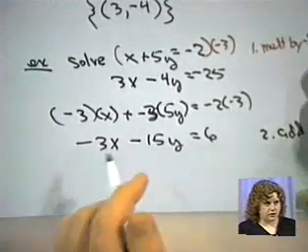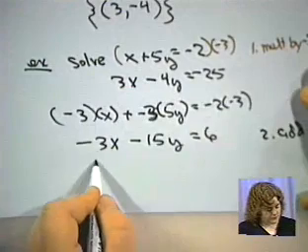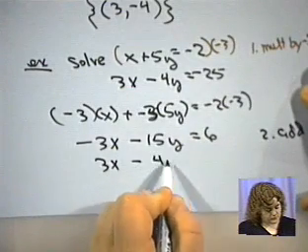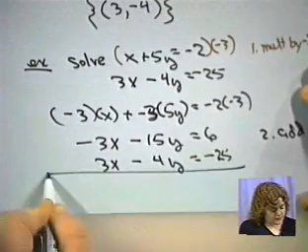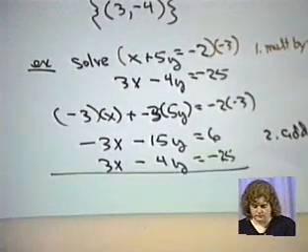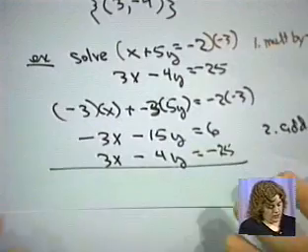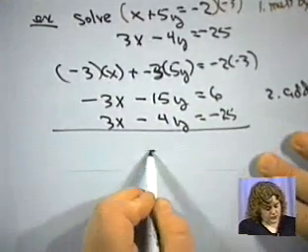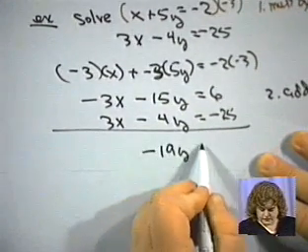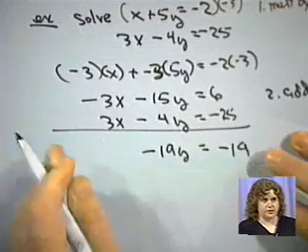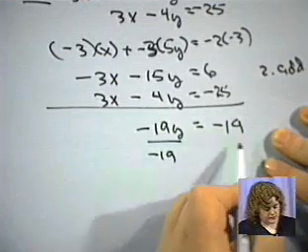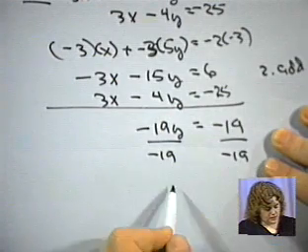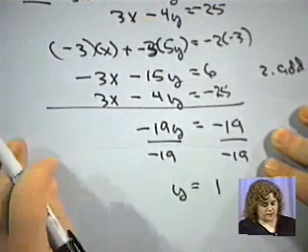We'll add that to our other 3x minus 4y, which equaled negative 25. We'll add those two up. And the x's are gone, and we get negative 19y is equal to negative 19, carefully chosen for a neat number. We'll divide by negative 19 and discover that y is equal to 1.